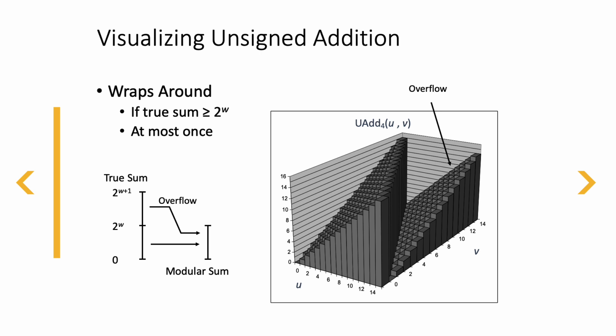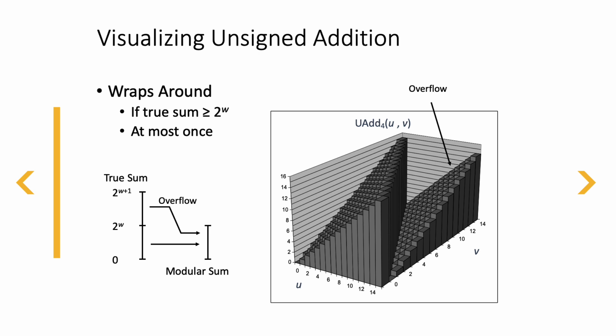So if the true sum is between 0 and 2 to the w, not inclusive, right? If it's less than 2 to the w, then we're fine, right? It acts just as we would expect it to act mathematically. However, once we get to 2 to the w or above, we have that overflow. So it just drops right back down to 0.